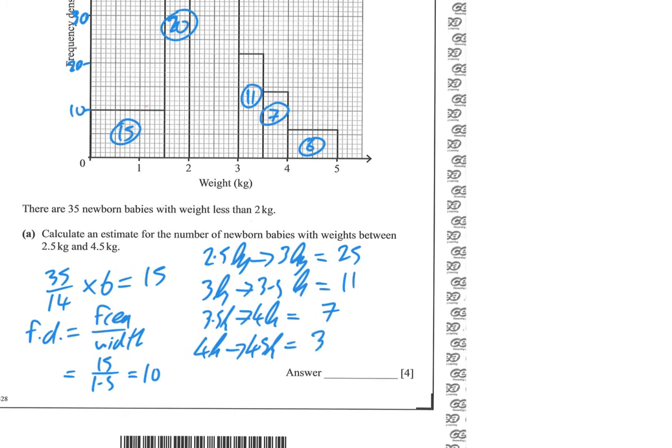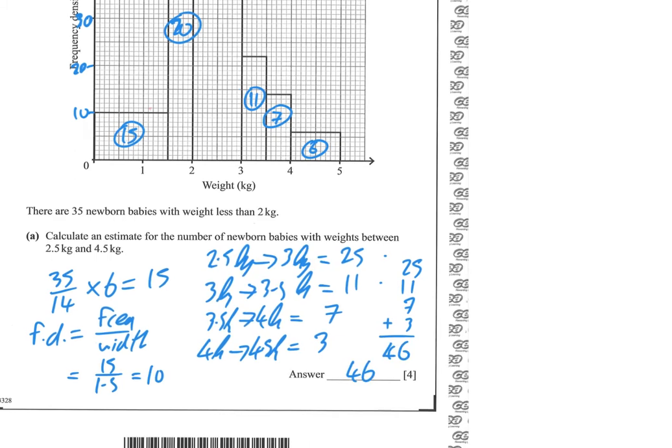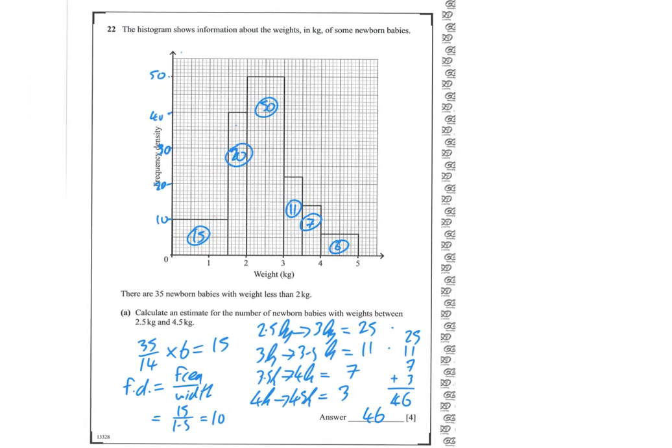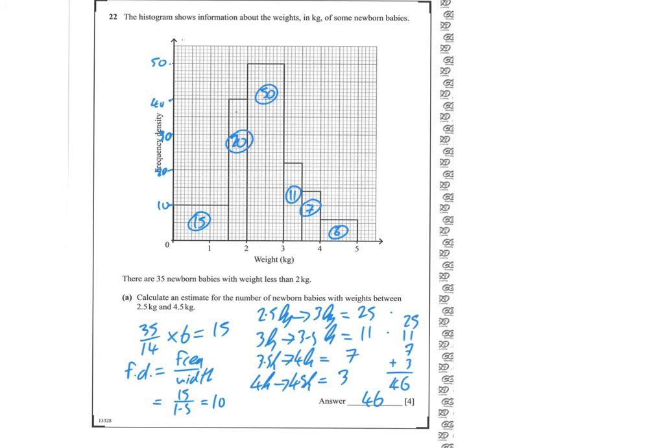And when you add those up, 20 plus 25, we'll just do it here, sorry, 20 plus 11, I should say, plus 7, plus 3. Add those all up, you're going to get 46 babies in total. Okay, so a fair bit of working out to do in that one. And it only gets worse.